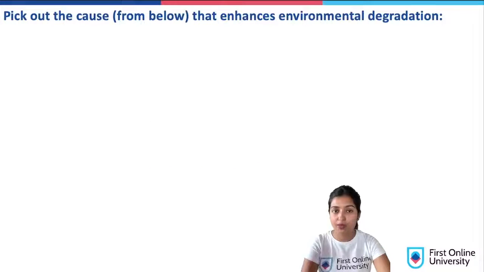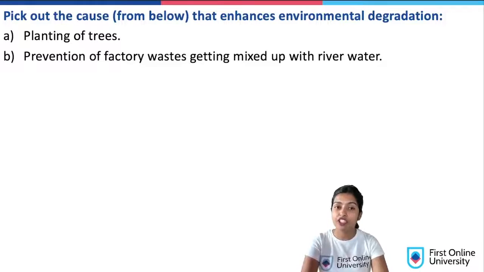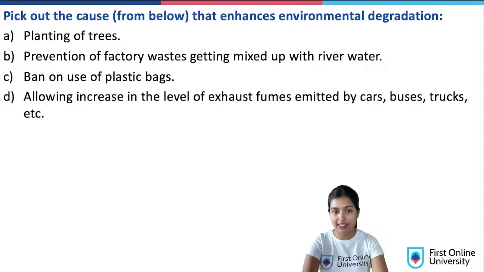Pick out the cause from below that enhances environmental degradation. We need to pick out which of the options increases environmental degradation. Okay, so A is planting of trees, B, prevention of factory waste getting mixed up with river water, C, ban on use of plastic bags, and D, allowing increase in the level of exhaust fumes emitted by cars, buses, trucks, etc.